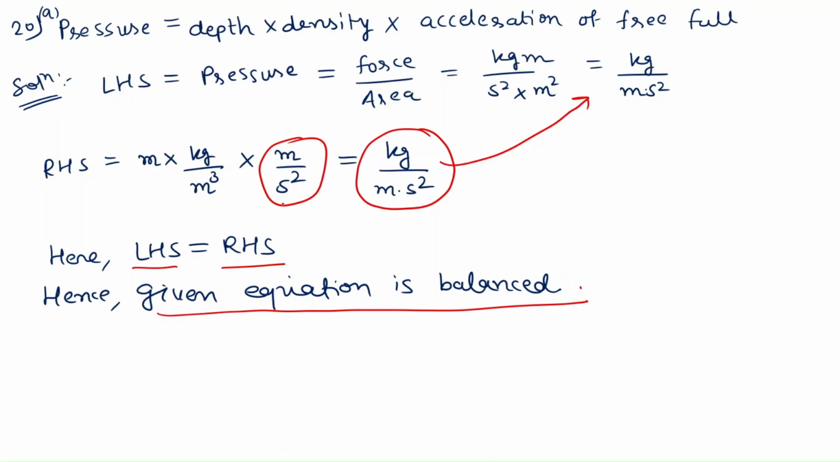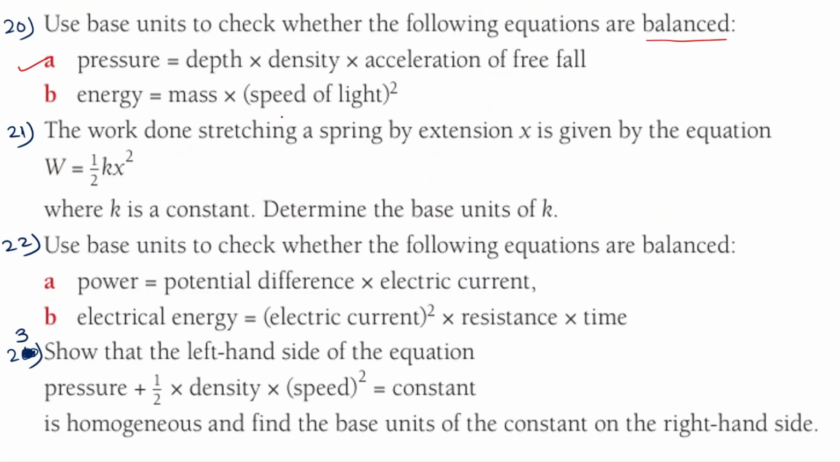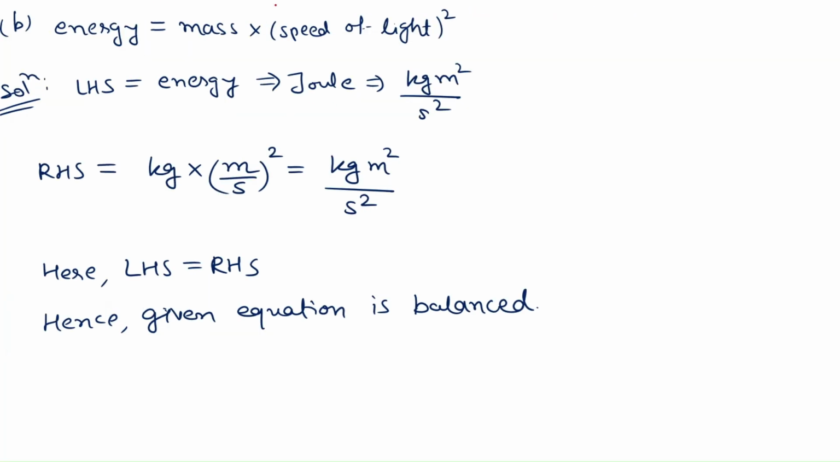This is all about question 20A. Now, in B, they say energy is equal to mass into speed of light square. Now, for B, write this equation and again take the left side, which is energy. Energy means joule. Here write joule, and joule's base unit conversion is like this: kilogram meter square per second square.